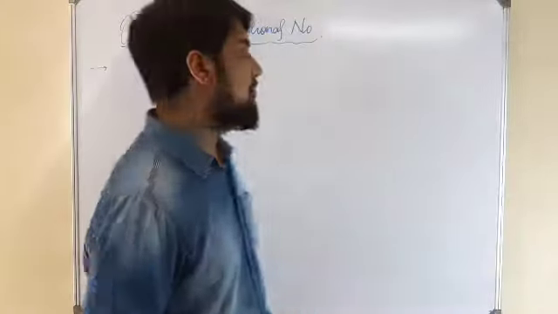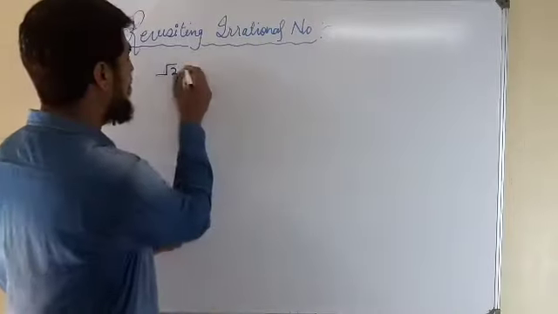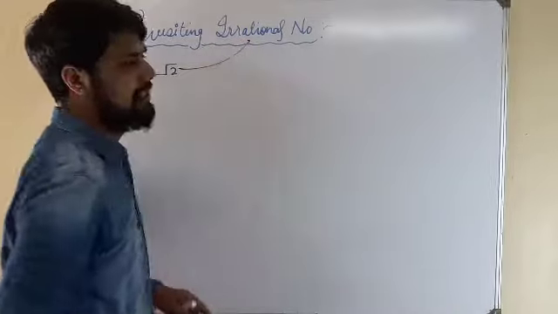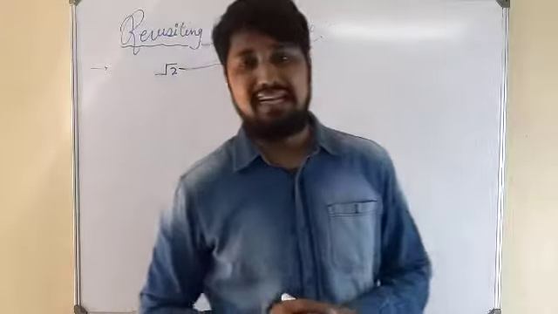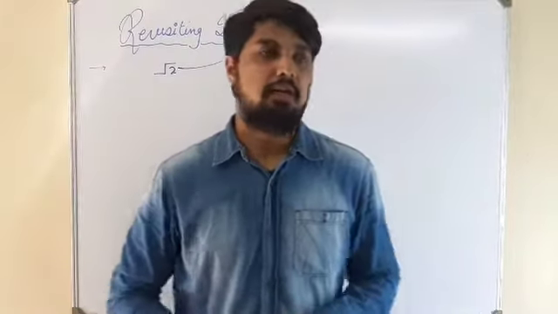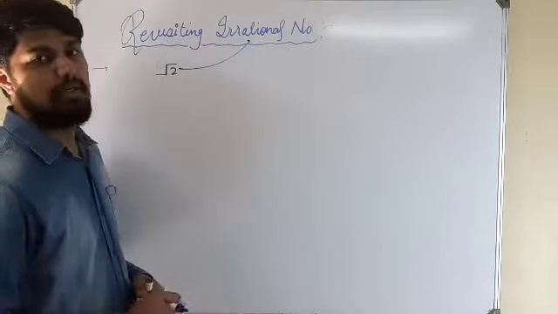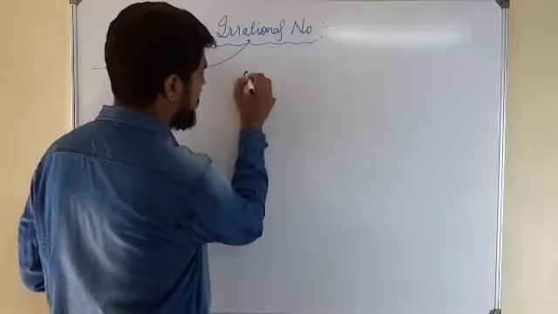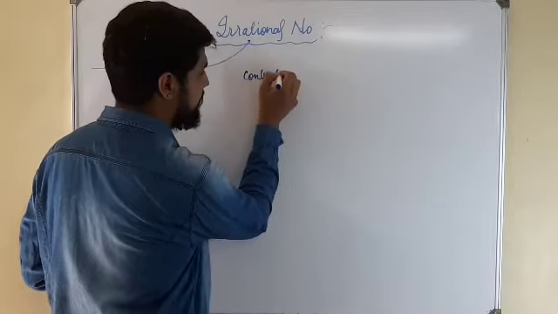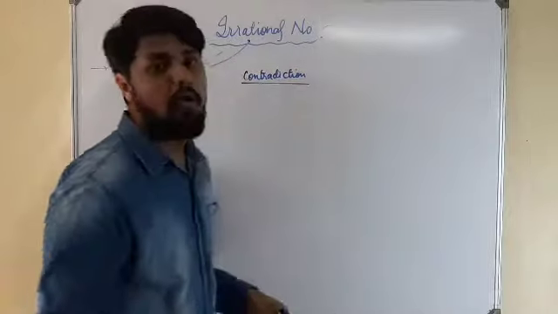So we are going to see the very basic number, that is, root 2 is an irrational number. Now we have to prove that root 2 is an irrational number. We know that root 2 is an irrational number, but this time we are going to do it using algebra. For proving that root 2 is an irrational number, we will follow the method of contradiction.